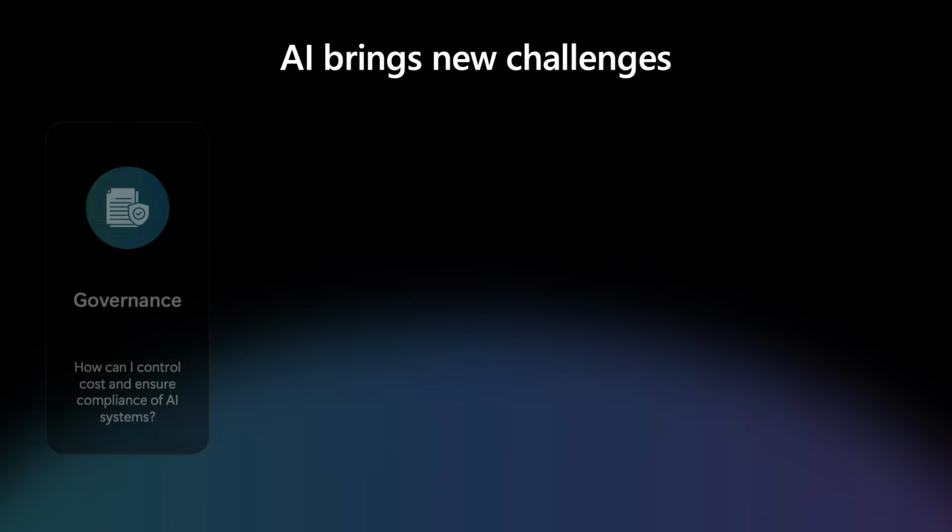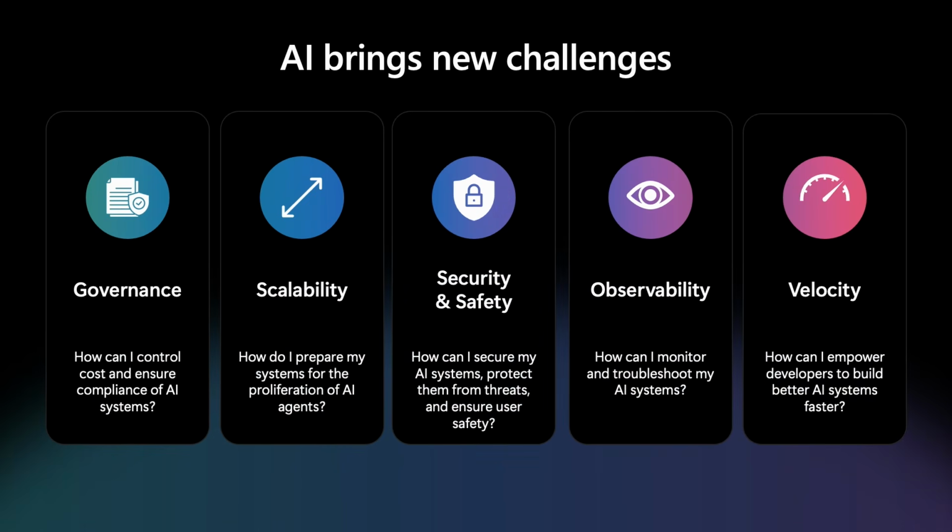But AI comes with its own set of challenges, just like APIs. AI comes with its own set of challenges related to governance. How can I control the cost and ensure compliance with my organizational policies? How do I prepare my systems for the proliferation of various AI agents, which would be in hundreds to thousands to millions as it scales? How do I ensure security and safety of my systems and applications?